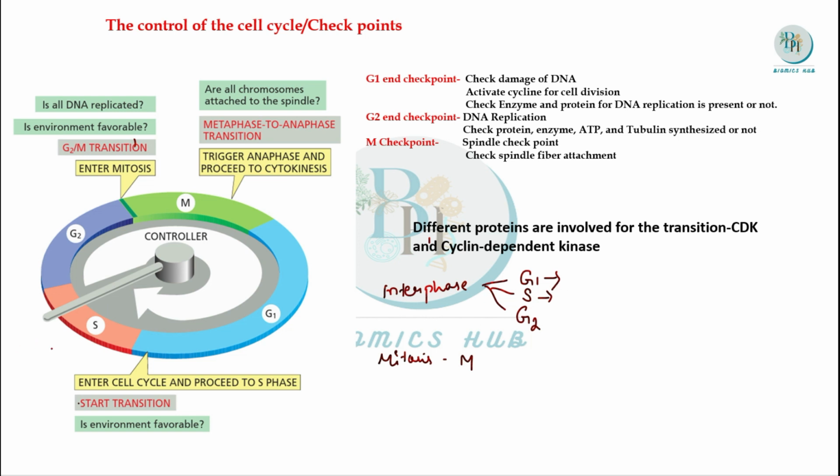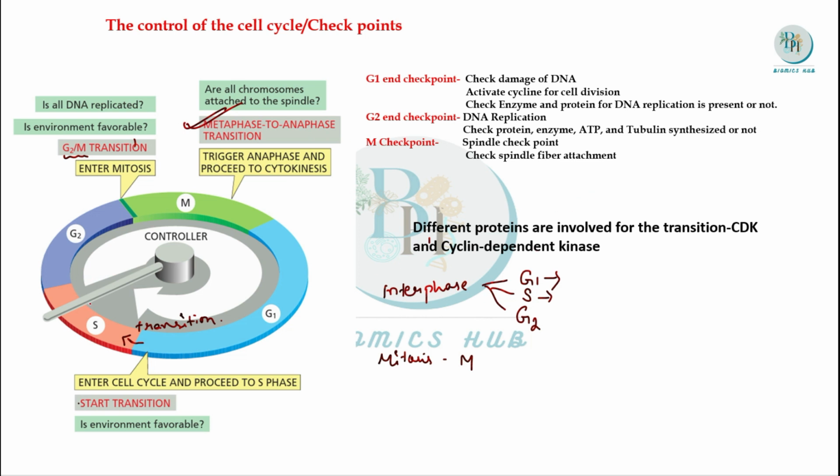Now, when the cell is going from G1 to S phase, this part is known as the transition phase. So the cell has different transition phases. When it is entering from G2 to M, it is known as the G2 to M transition. When it is entering from metaphase to anaphase, it is known as the metaphase to anaphase transition.